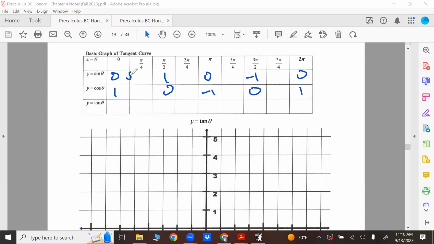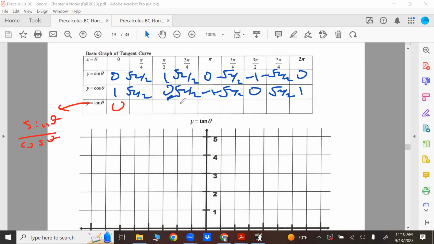Pi over 4, that's √2 over 2, √2 over 2, √2 over 2, but negative √2 over 2. Negative √2 over 2, negative √2 over 2, negative √2 over 2, and positive √2 over 2. Now we divide sine over cosine. Remember, that's sine over cosine as an identity.